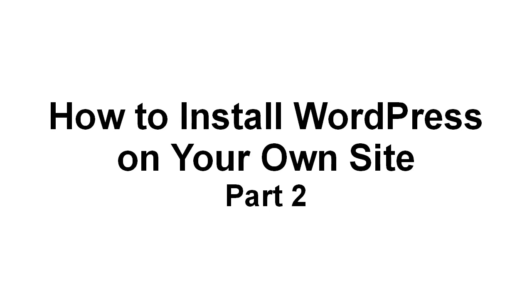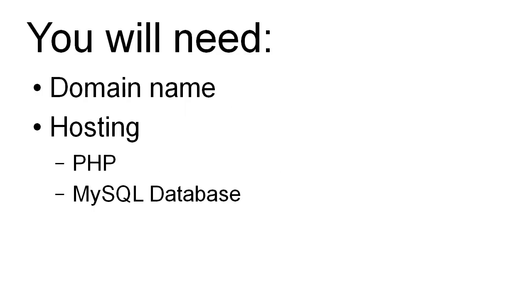Welcome to part 2. In this video, I'm going to explain how you can install WordPress on your own site manually. That is to say, how you can do it if for some reason your hosting provider doesn't include an auto-install script. Now, just like in the last video, you're going to need a domain name, you're going to need hosting, and your hosting provider should include PHP and MySQL databases.